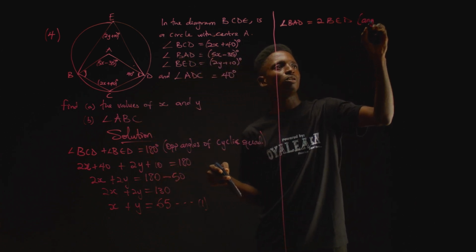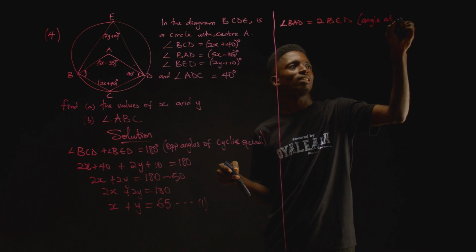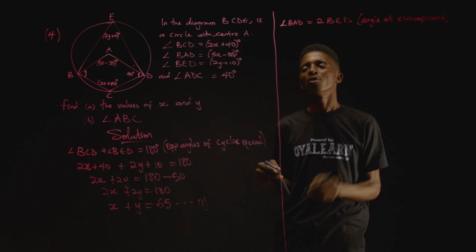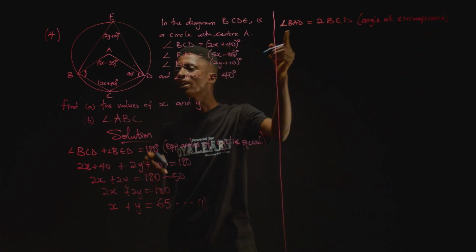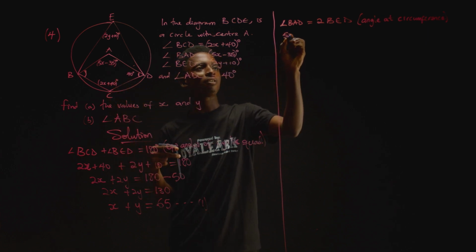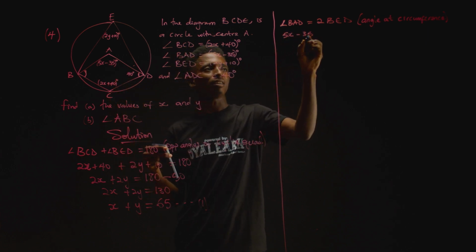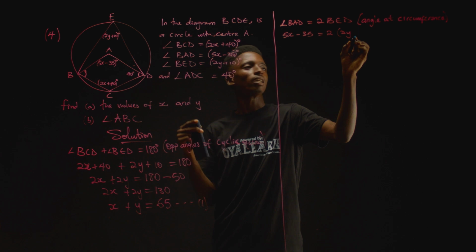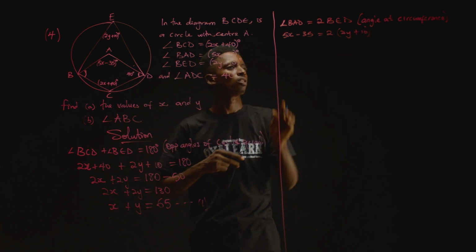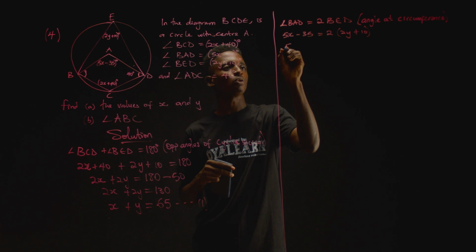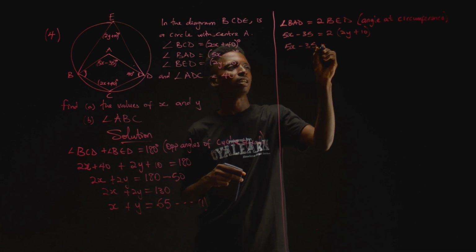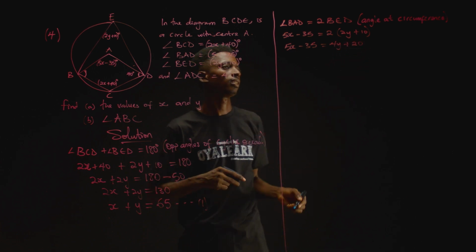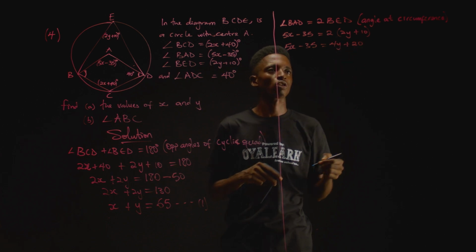This is angle at circumference, right? So applying this, BAD is 5x minus 35, and this equals twice of BED, which is 2y plus 10. So let's open this bracket. So we would have 5x minus 35 equals 4y plus 20, because 2 times 10 gives us 20.